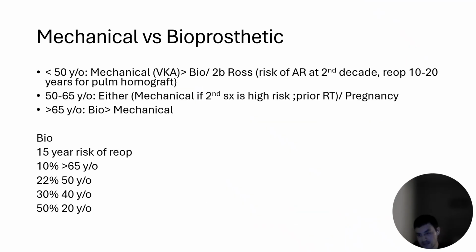Now, what are the types of valve that we have? We have mechanical and we have bioprosthetic. When do we use mechanical versus bioprosthetic? This is easy. Bioprosthetic lasts 15 years, with risk of early reoperation, but this is according to the age. For example, if the patient is more than 65 years old, there is a 10% risk of reoperation at 15 years. Why? Because they use it less. But if the patient is 20 years old, that's 50%. So you don't want to put a bioprosthetic valve in a 20-year-old because there is a 50% chance that he will have a reoperation. That's why you use a mechanical valve.